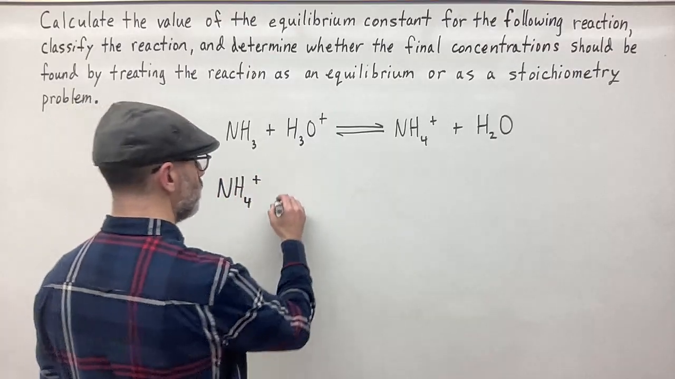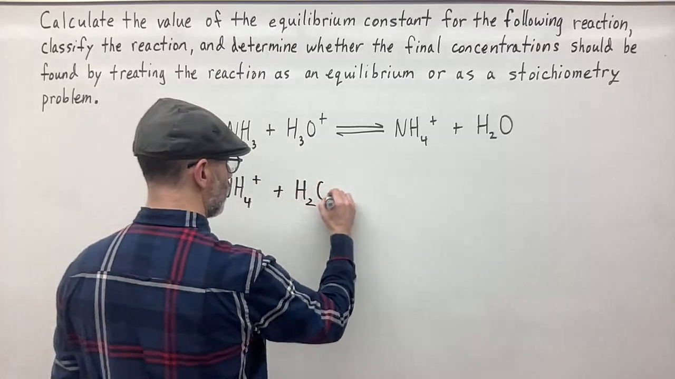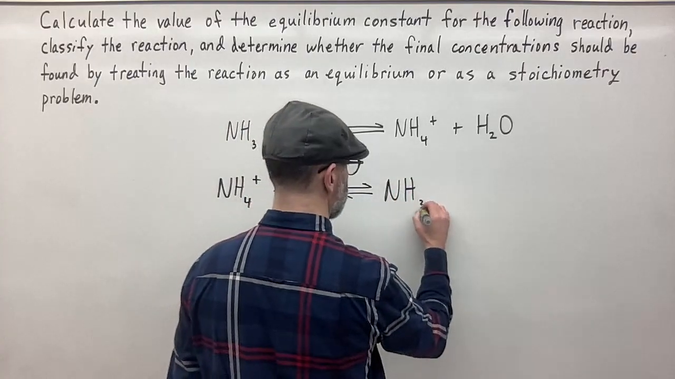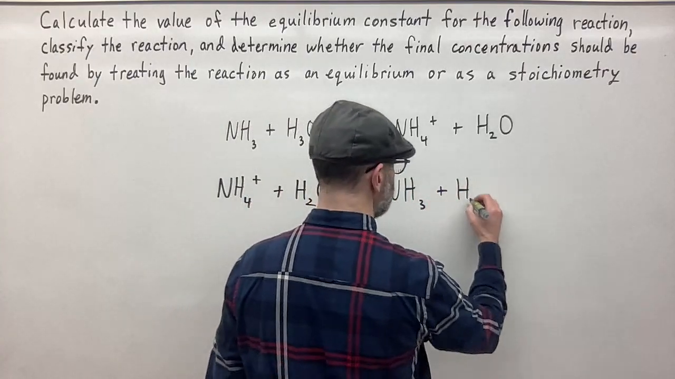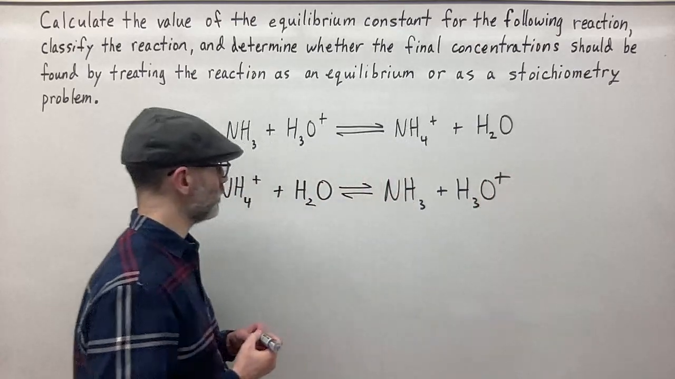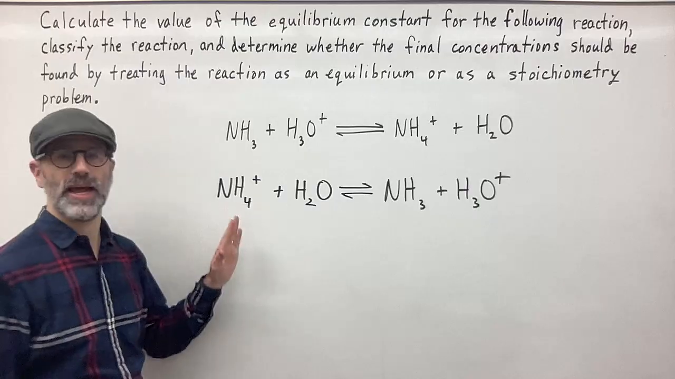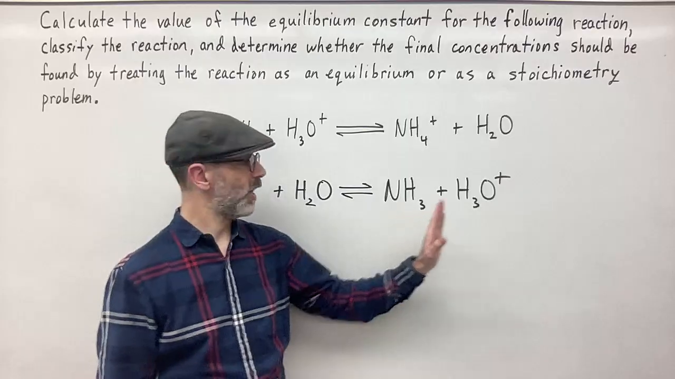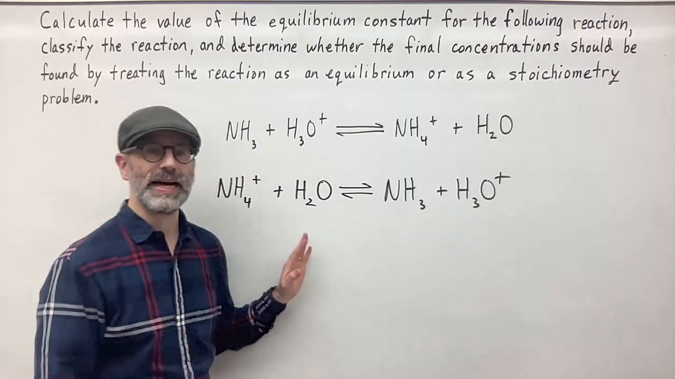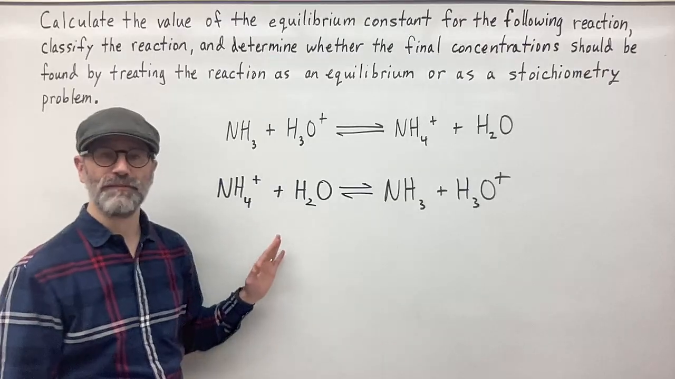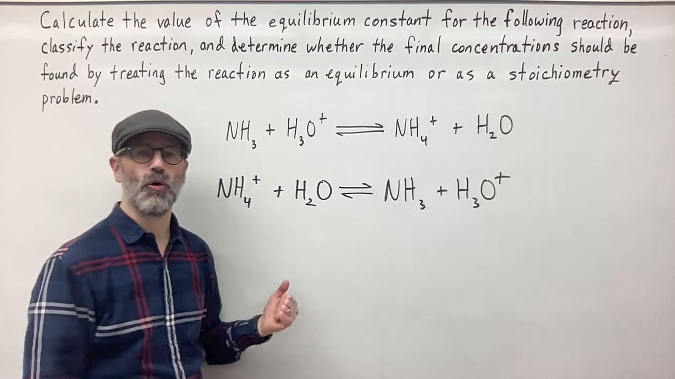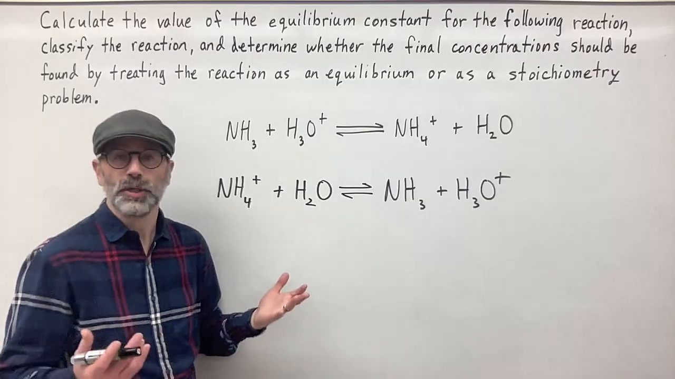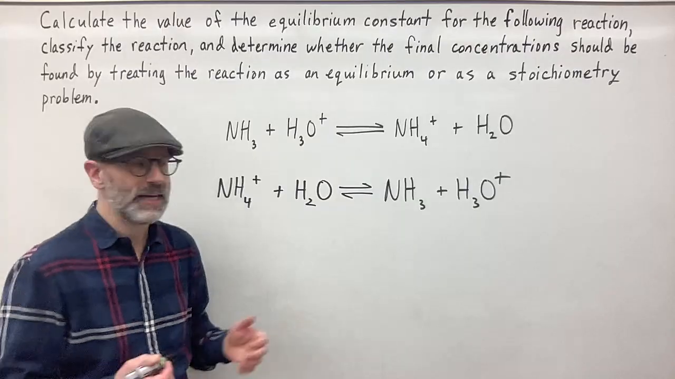NH4 plus and water in equilibrium with NH3 plus H3O plus. Okay, so now it's clear we have an acid reacting with water to form a base and the hydronium ion. And this reaction fits the definition of what we call the Ka value, or the acid dissociation constant, or simply put, it's the equilibrium constant for acids.